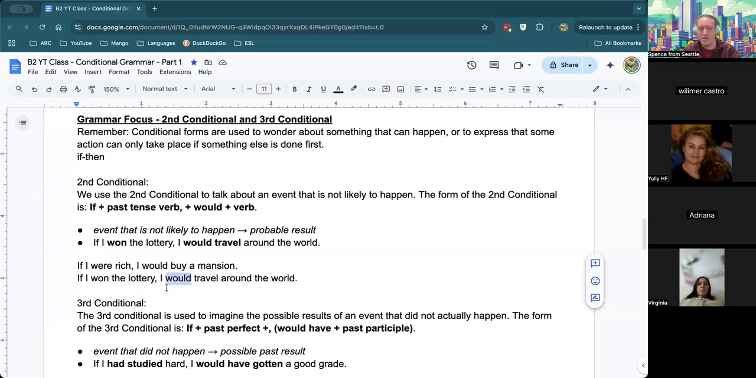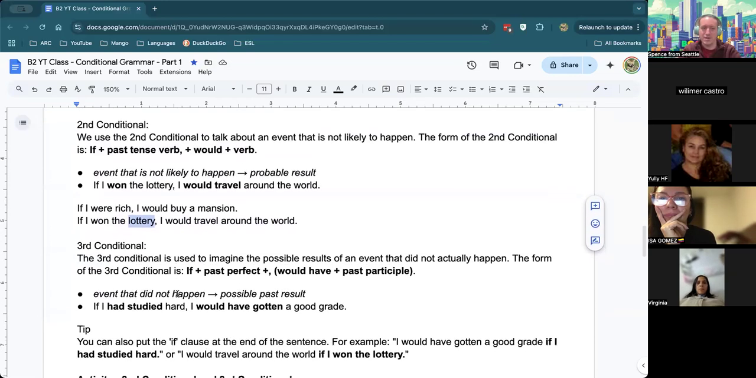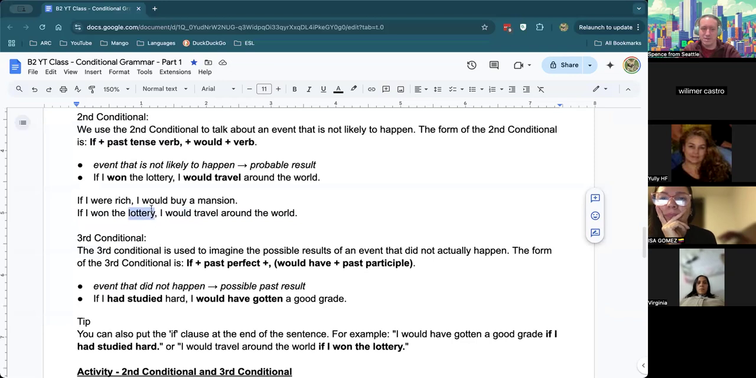Wilmer, do you know what the lottery is? Excuse me, teacher, can you repeat, please? Do you know what the lottery is? Yes, I would like to buy the lottery. Okay, yeah, so it's a competition to win lots of money.